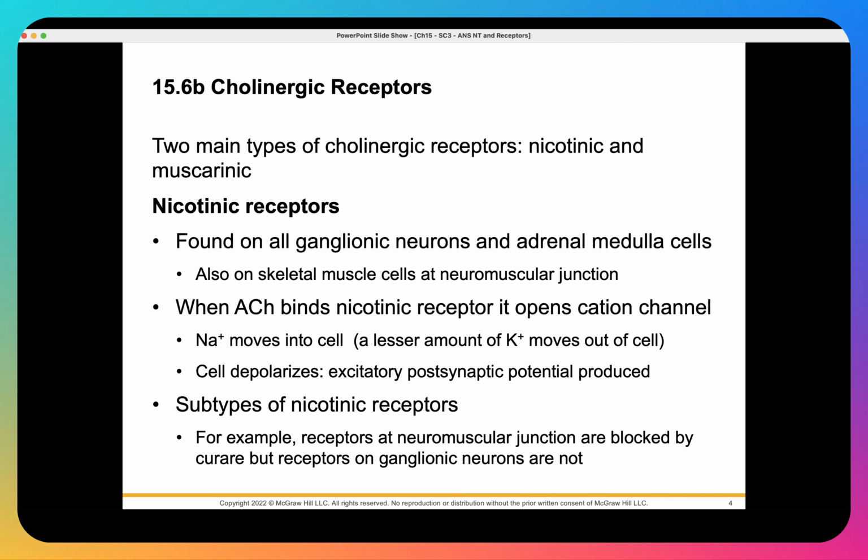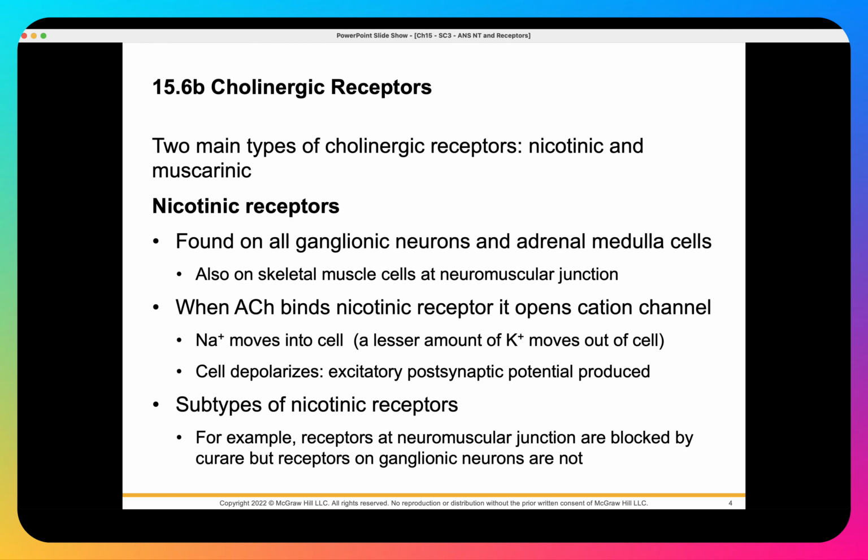You may remember these from the neuromuscular junction and the motor end plate when you looked at the contraction of skeletal muscle, where the motor neuron is releasing acetylcholine and binding to excitatory nicotinic receptors that will result in muscle contraction. Now, the underlying mechanism: when acetylcholine binds to a nicotinic receptor, it is going to open sodium channels. So now sodium will move into the cell. You're closer to threshold, and this is going to result in the cell depolarizing. And so we refer to this as an excitatory postsynaptic potential.